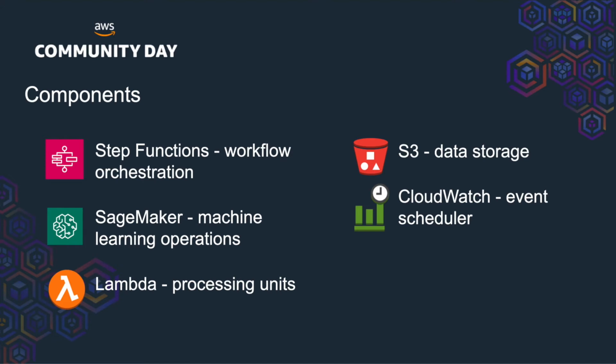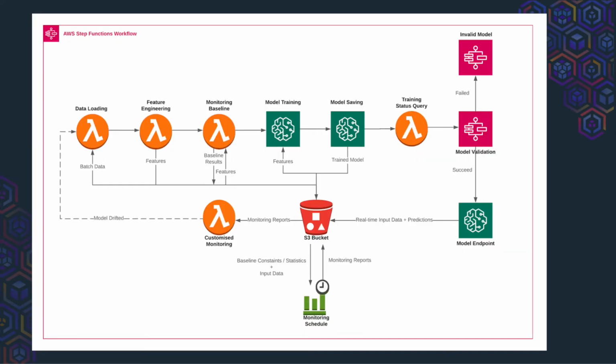And here are the components for the workflow. I use Step Functions as a workflow orchestrator to tie all the components in the workflow together, and SageMaker to deal with the machine learning operations. I use Lambda functions as the processing unit to handle data processing and feature engineering, S3 as data storage, and CloudWatch as an event scheduler for components such as the monitoring schedule. And here is the architecture diagram of the machine learning workflow.